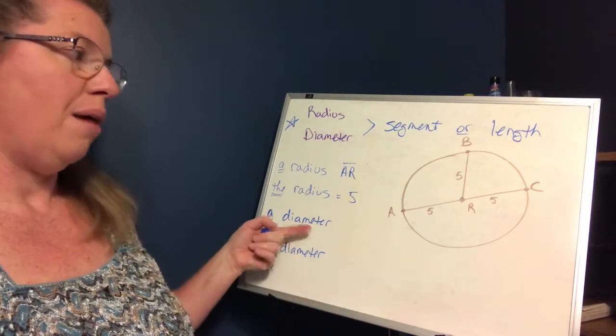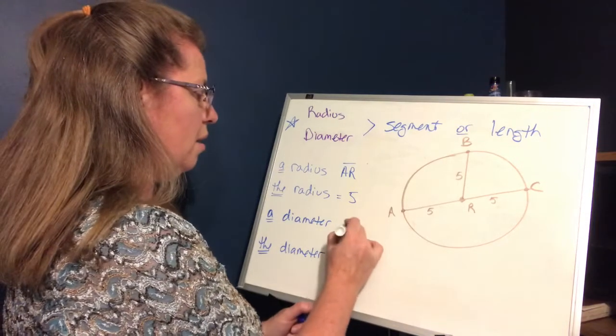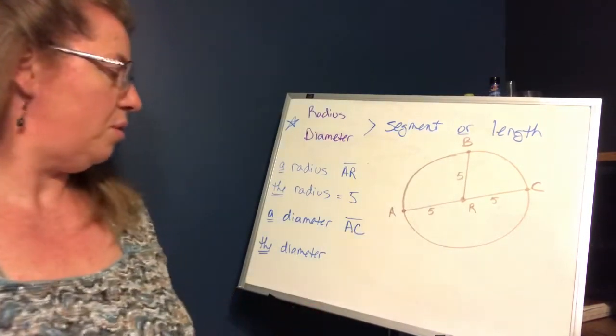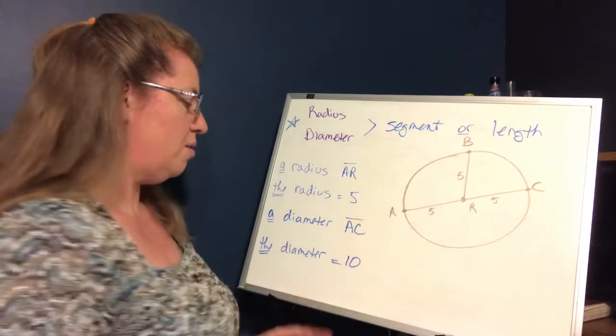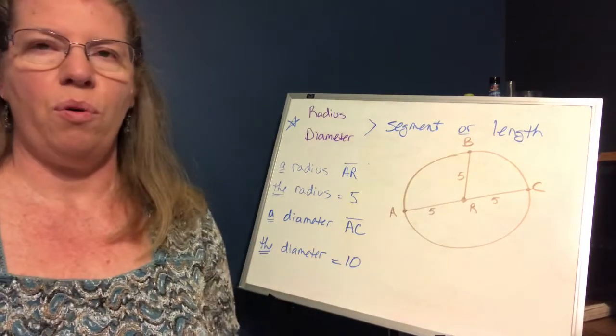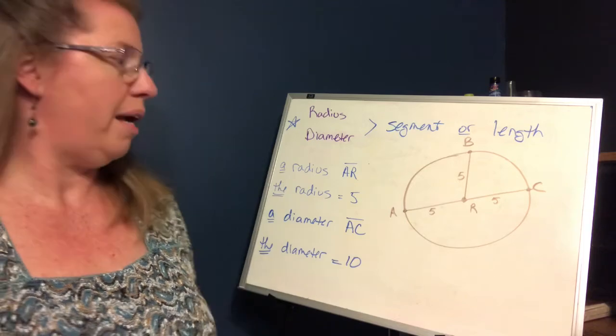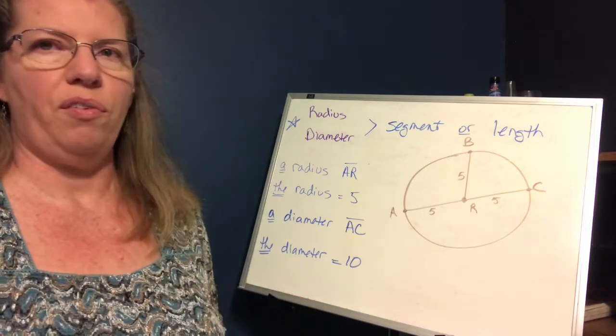Same thing, a diameter might be AC. AC is the diameter of the circle. If they ask for the diameter, again, look at the context of the question, but they may be asking for the number 10 as the diameter. Okay, just be careful of that.